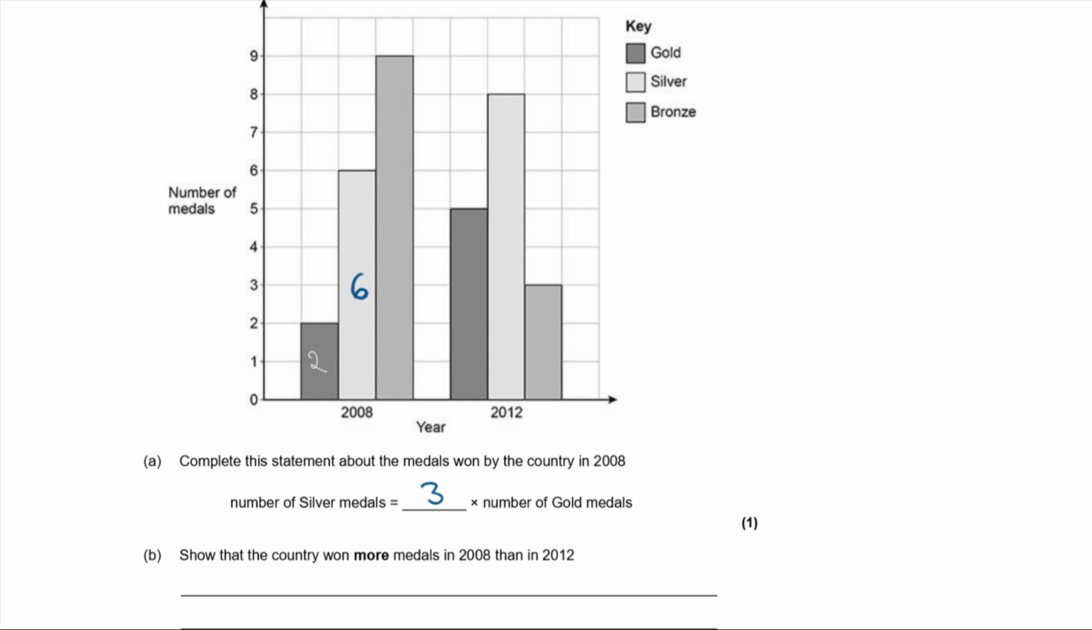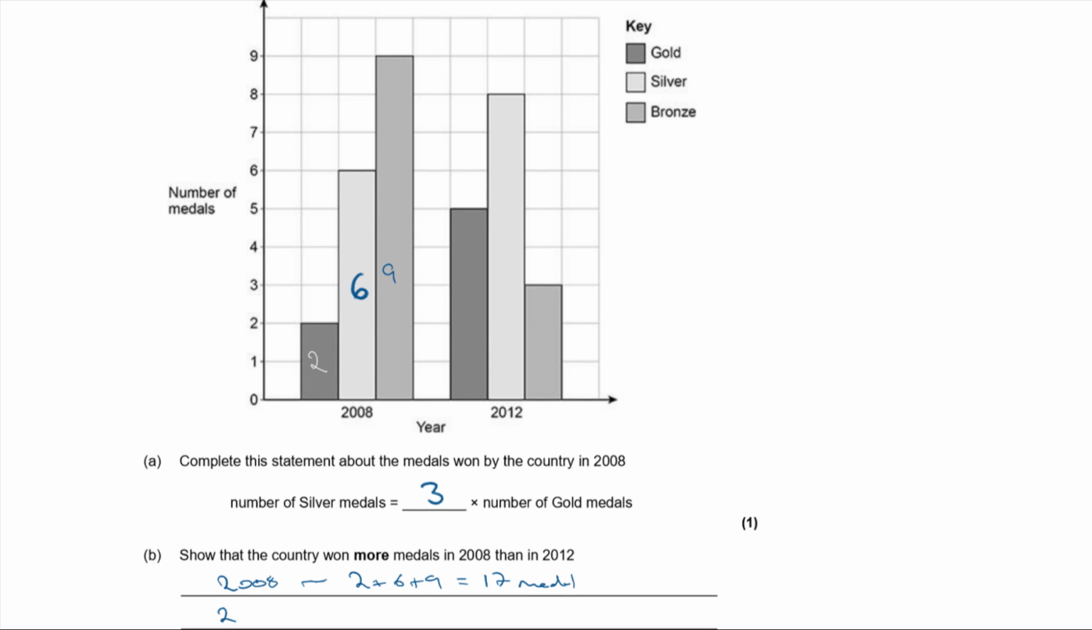Part B says, show that the country won more medals in 2008 than in 2012. So we need to know what all the bars are now. So my third bar there is 9. So that adds up to 2 plus 6 plus 9. So in 2008, there were, how many medals? 2 plus 6 plus 9, that's 17 medals were won.